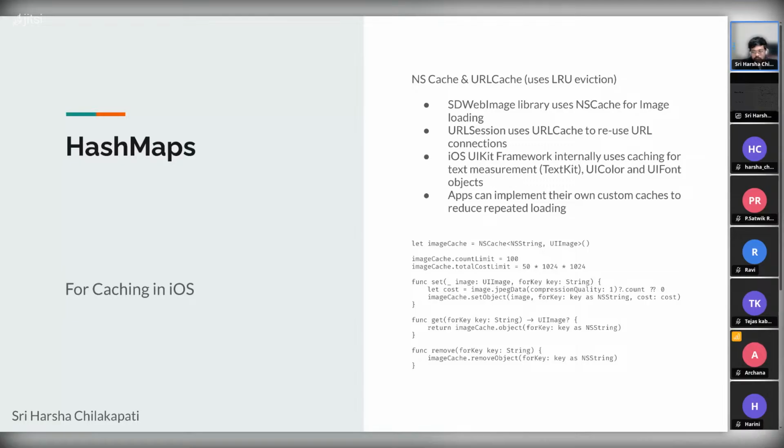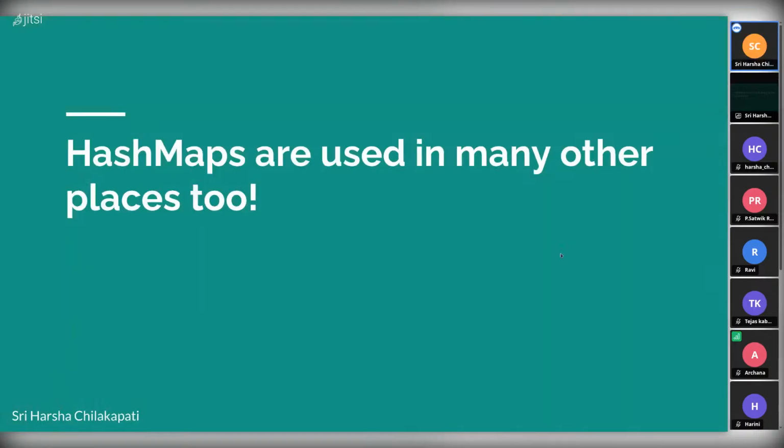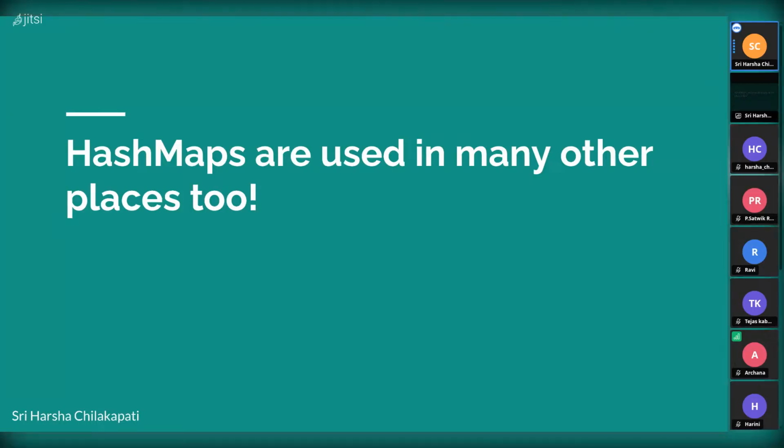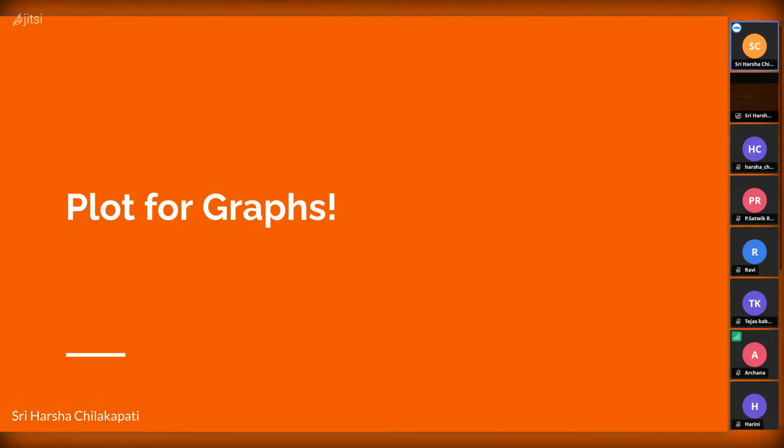And again, apps can also implement their own custom caches, and this is how you do it. For example, if you want your own custom image cache, you can just instantiate NSCache, set the cost, then expose three functions: the set function, get function, and remove. So for caching, again, this is a hash map where your string is the key and image is the value. It's a map internally. So hash maps are used in many other places too, but let's come to the next one, that is the graph.